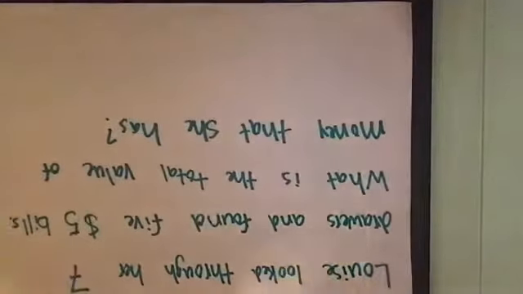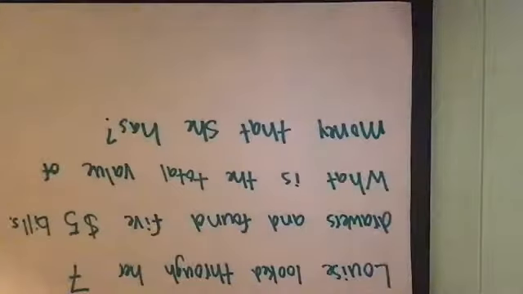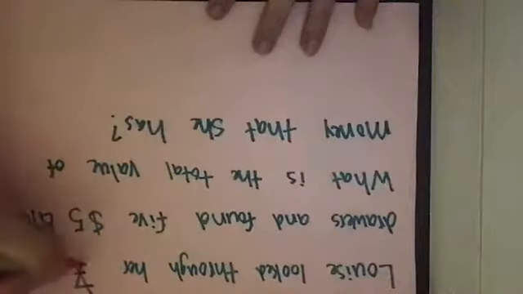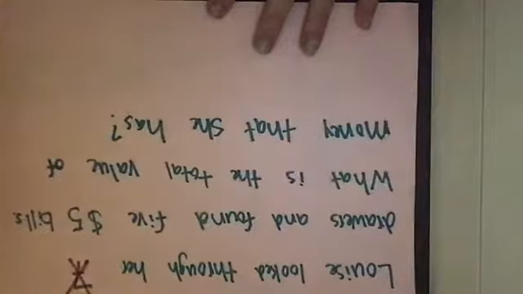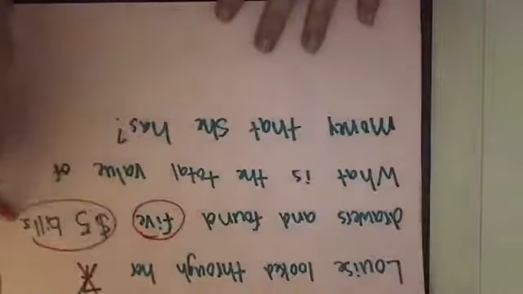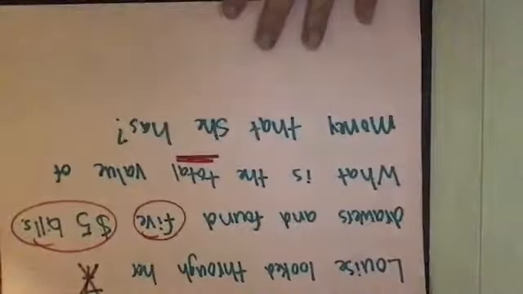Okay, so the word problem that we have here today is that Louise looked through her 7 drawers and found 5 $5 bills. What is the total value of money that she has? So first we're going to mark out the information that's not necessary. So we don't really care that she has 7 drawers, but we do care that she has 5 $5 bills, and we need to know the total of what she has.